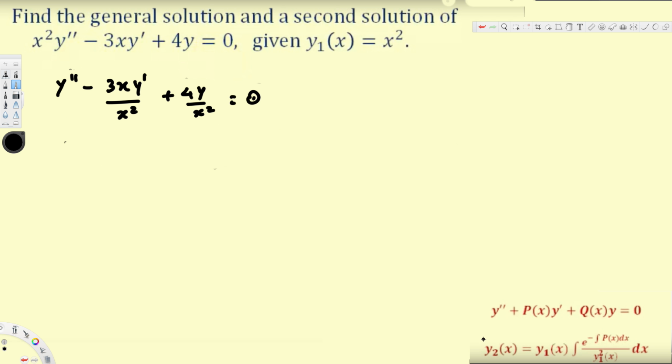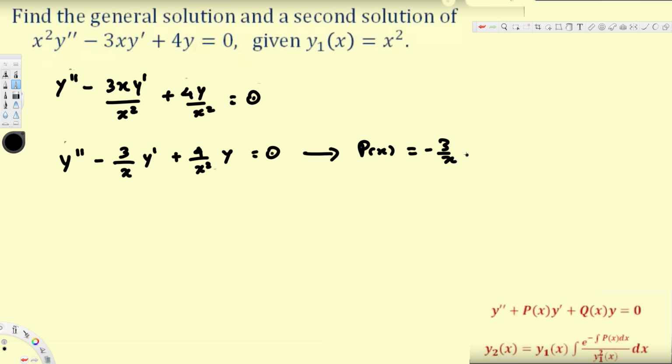This is our shortcut method. In order to apply it, first we have to find the p of x value. But before we do that, let's simplify this further: y double prime minus 3 over x y prime plus 4 over x squared y is equal to 0. Whatever value multiplies y prime is p of x. So in our case, p of x is negative 3 over x.